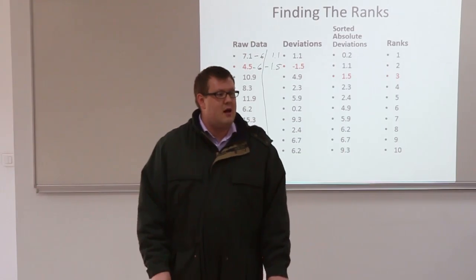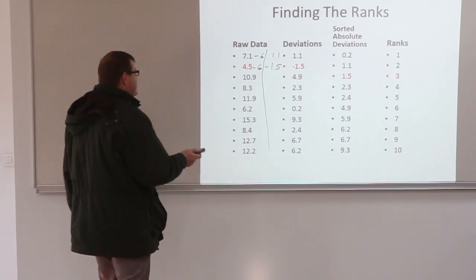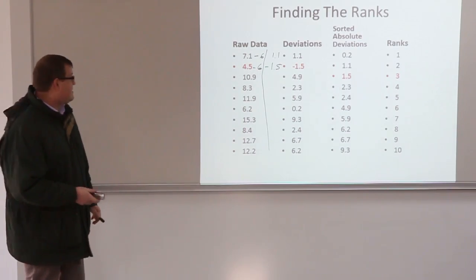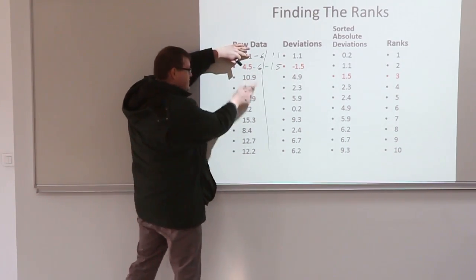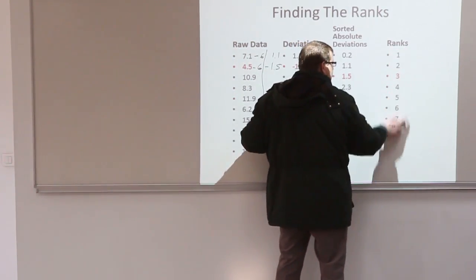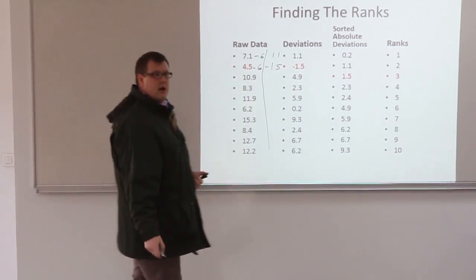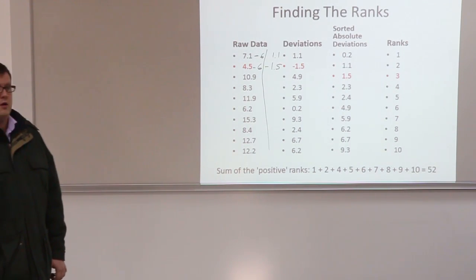We need to sum the ranks that are associated with the scores that were greater than 6. So I color-coded, right? All the black ones were greater than 6. So all we need to do is just sum up the black ranks, right? So if we do that, 1 plus 2 plus 4 plus 5 plus 6 plus 7 plus 8 plus 9 plus 10, that will give us 52.